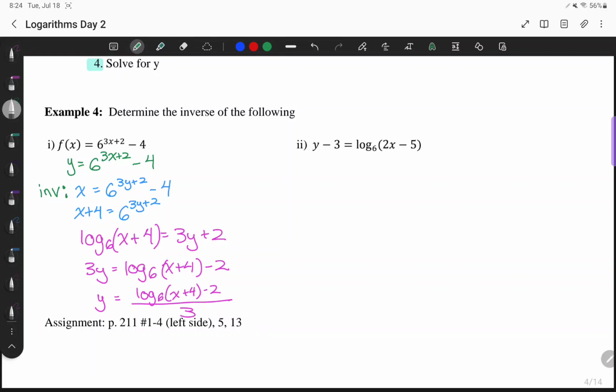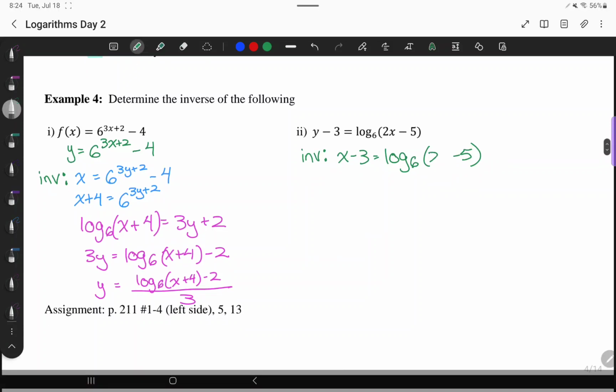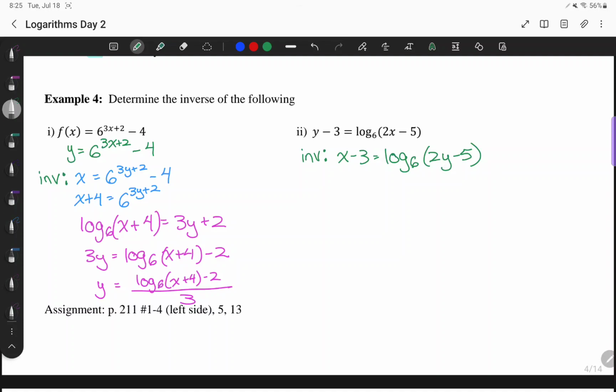All right, let's try something similar, but going in the opposite direction. This time we're going to start with a log function. And when we find the inverse, we're going to replace x and y. So we have x minus 3 equals log base 6 of 2x minus 5. And actually in this case, our log is already by itself. Oops, that should be a y, since we're switching them for the inverse. So x minus 3 equals log base 6 of 2y minus 5.